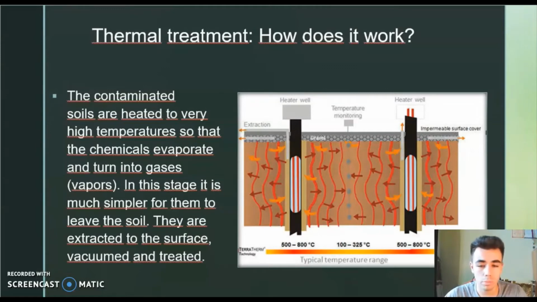Then the technology in general, how does thermal treatment work? When we have contaminated soils, we heat them using heater wells, and the heater wells heat the soil to very high temperatures, and then the contaminants evaporate and turn into vapors. That is much easier for them at this stage. It's much easier for them to leave the soil, and after that they are extracted to the surface, vacuumed, and treated.